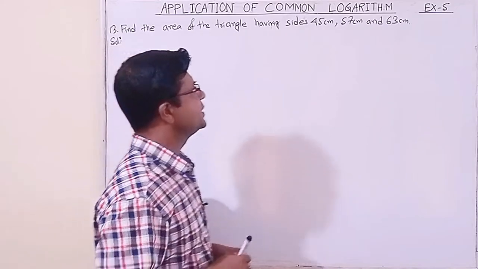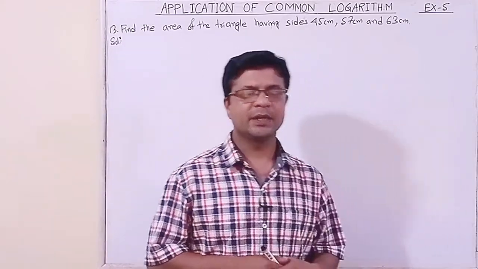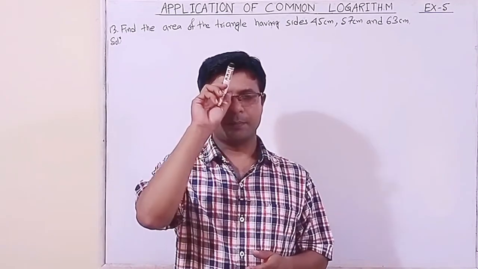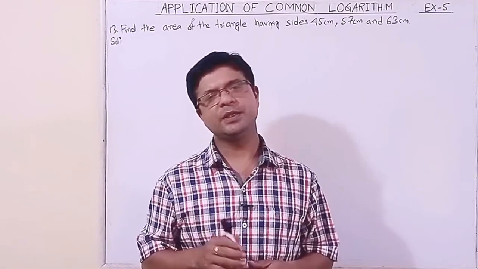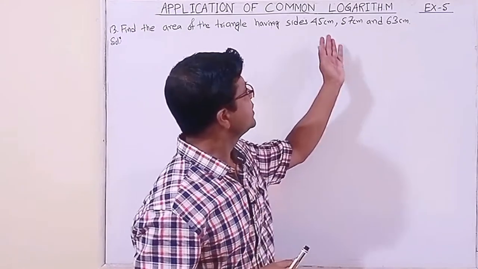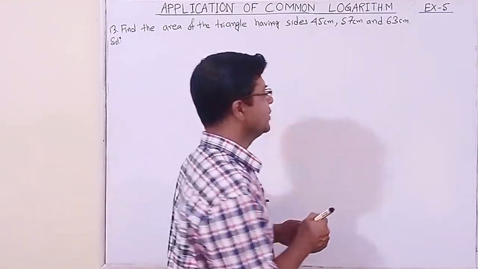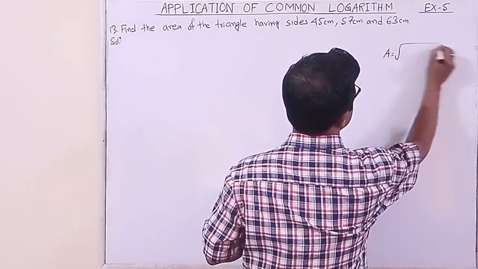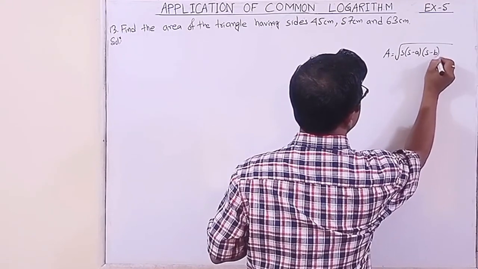of the triangle having sides 45 cm, 57 cm and 63 cm. At first, dear students, we have to know how we will do this. If the perpendicular or height and the base are given, then we can directly use the area of the triangle is half into base into height. But here the three sides are given, so what will we do? We will use Heron's formula. Area of a triangle is given by square root of s into (s minus a) into (s minus b) into (s minus c).